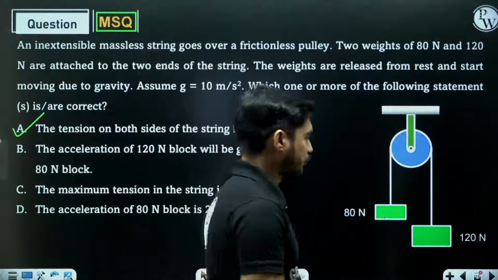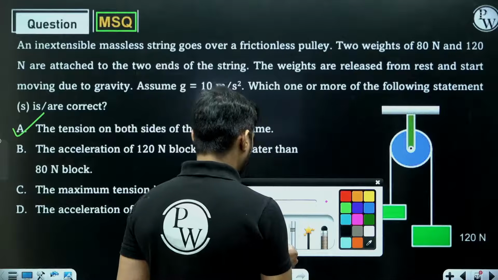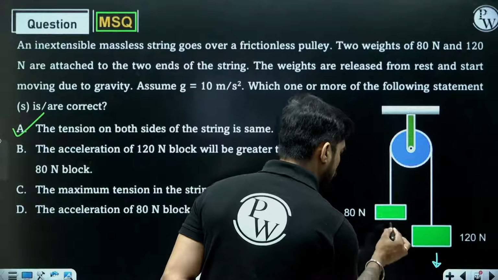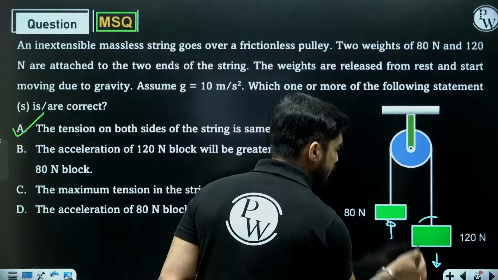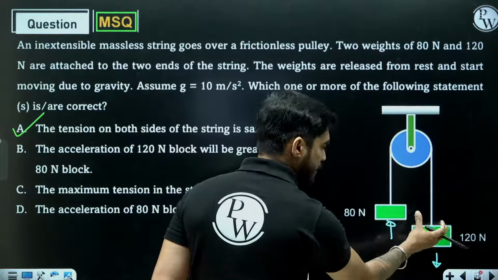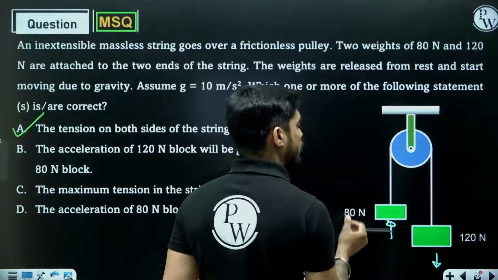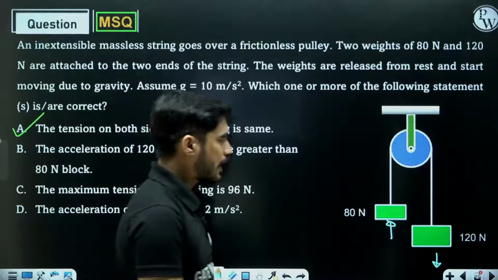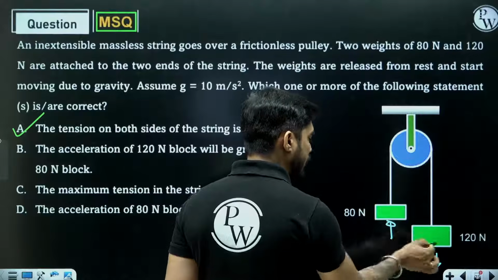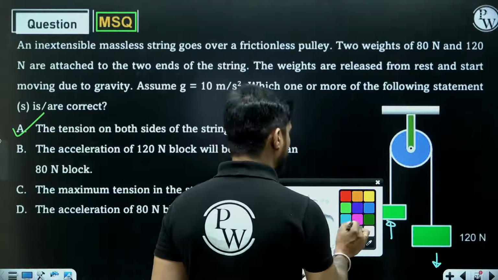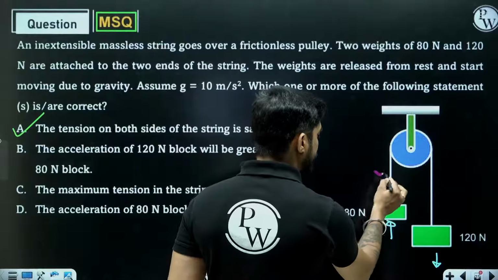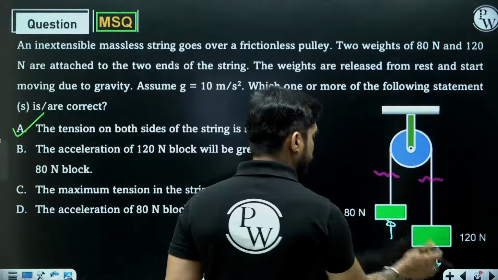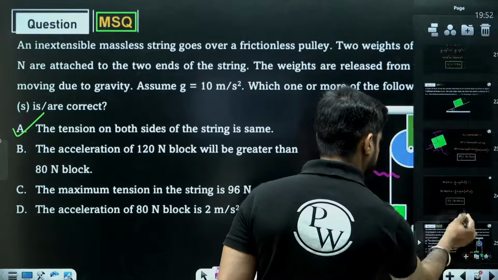Understand. First of all, you know that this block will move downward and this block will move upward. See, it is the heavier block, na? 120 Newton is heavy, so it will move downward. 80 Newton is lighter, it will move upward. Now I will draw the free body diagram of 80 Newton and 120 Newton. What I will do is, I will cut this string like this. I will draw the free body diagram of the 120 Newton and 80 Newton blocks.